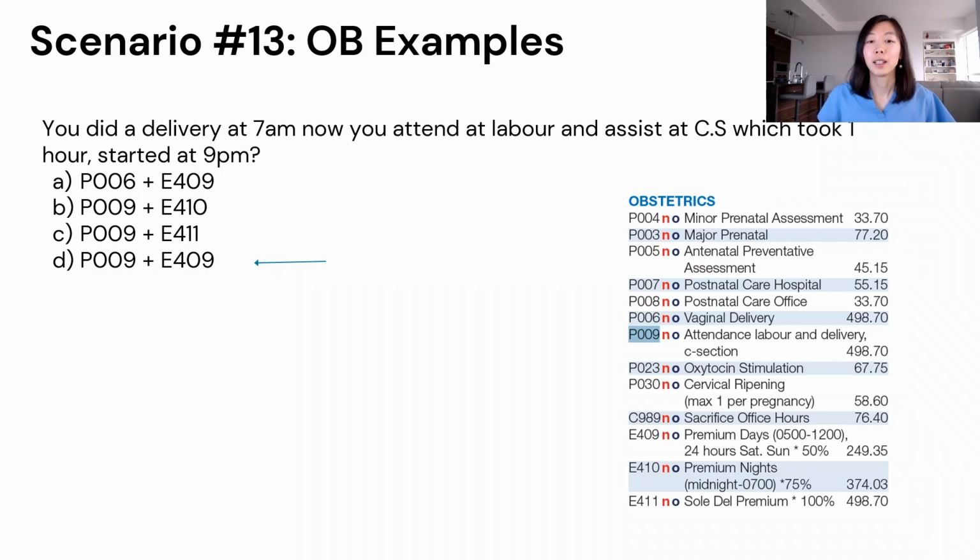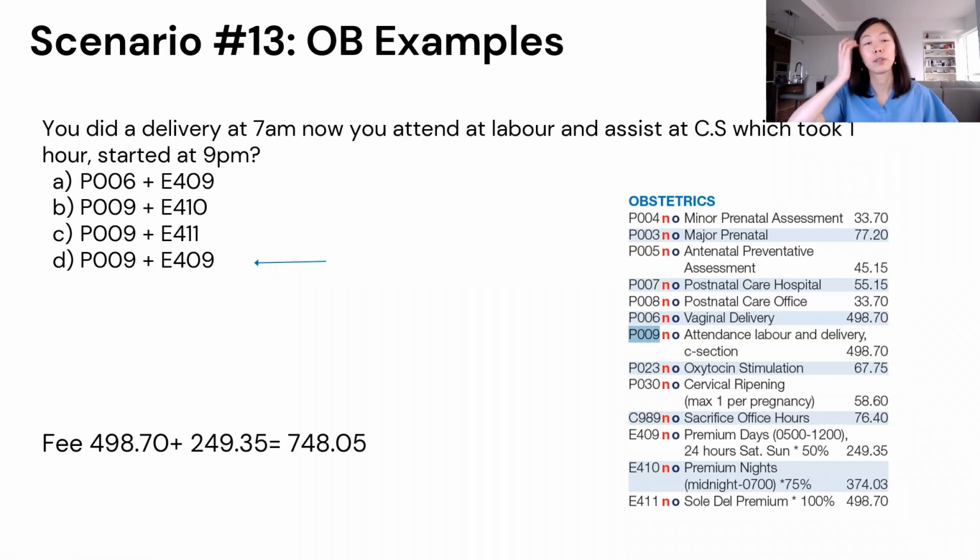For the attendance at labor and delivery, you get a P009, and then the E409 is that bonus that you get for working later in the evening. So the total amount you would receive for this particular visit is $748.05.